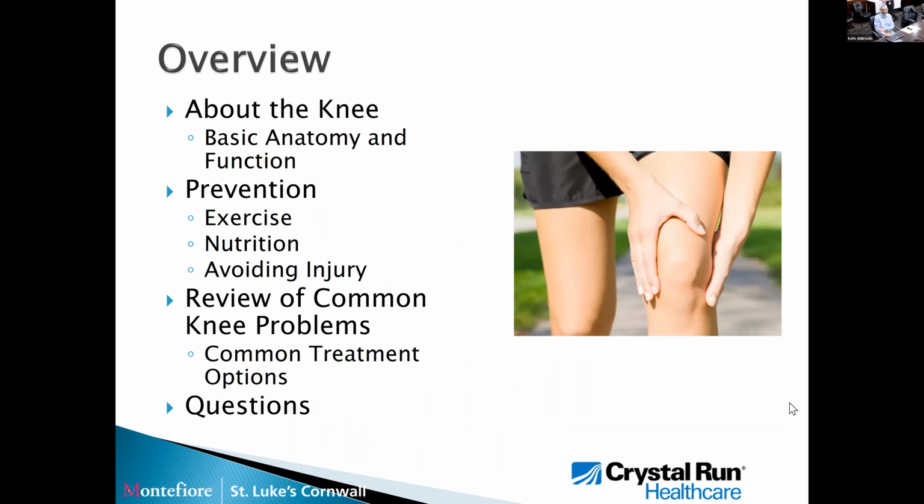So overview, we're going to talk about the knee, some basic anatomy, some basic function of the knee, what makes it work and how it works, some prevention of knee pain in those areas, exercise, nutrition, and avoiding injury. Then we're going to talk about some common knee problems as well as the treatment options available for them. And then, as I said before, we're going to do questions at the end if there are any.